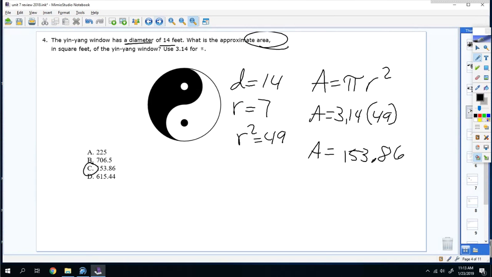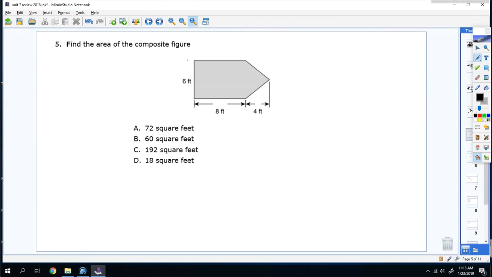All right, number 5. Find the area of the composite figure. Okay, remember, a composite figure is just two figures or more composed together. So just break it up into shapes you recognize. So I'm going to draw a line right here and make a rectangle and a triangle.